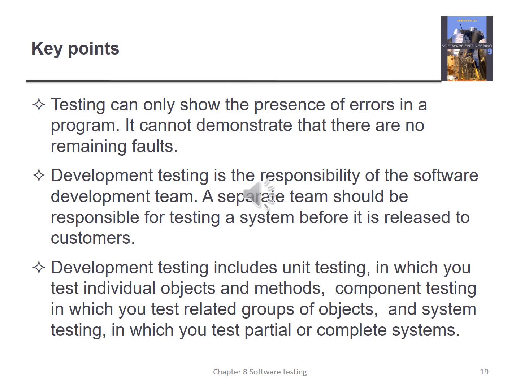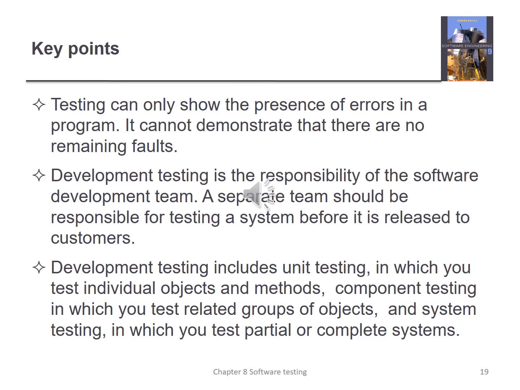Finally, the key points, what really we cover in this chapter: testing can only show the presence of errors in a program. It cannot demonstrate that there are no remaining faults. Development testing is the responsibility of the software development team. A separate team should be responsible for testing the system before it's released. So, unit testing is really done by the person who wrote the program. They are a separate group who really do the test.